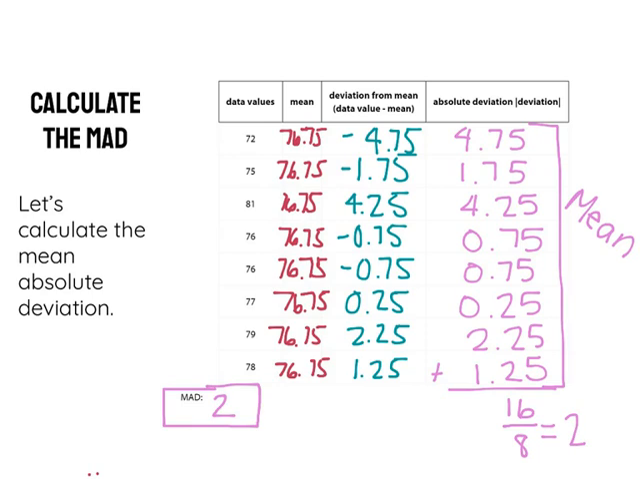So that can talk about the variability of the data. The data is pretty close together because the MAD, the mean absolute deviation, is a relatively small number.